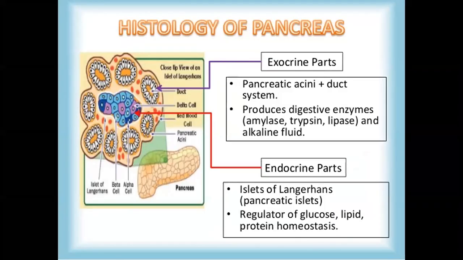Now, what is the histology of the pancreas? You can see the exocrine part. You can see the duct, and you can see the pancreatic acini with the ductal system. They produce digestive enzymes: amylase, trypsin, lipase. The trypsin acts on proteins, the amylase acts on carbohydrates, and lipase acts on fats, along with alkaline fluid. That's the exocrine part, which secretes the enzymes and helps us in digestion. The endocrine part contains the islets of Langerhans, the pancreatic islets, which are the regulators of glucose, lipid, and protein homeostasis.